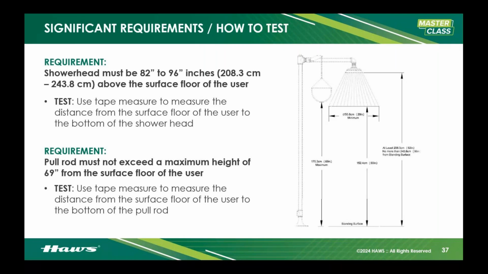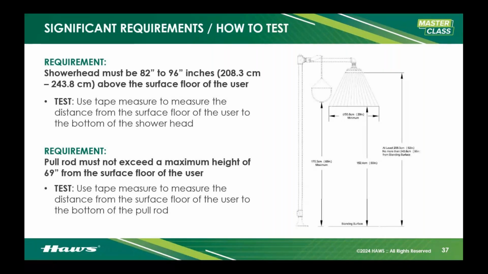Make sure the maximum height of the pull rod, the bottom of the pull rod, does not exceed 69 inches from the surface floor of the user. That's it. We're making sure that the shorter amongst us can reach up and grab that pull rod and activate it. And it's reasonable to think that it doesn't matter for the taller amongst us. They can just grab the pull rod at whatever point and pull it down. So we need to make sure it's at a height that all of us can reach it and activate it.